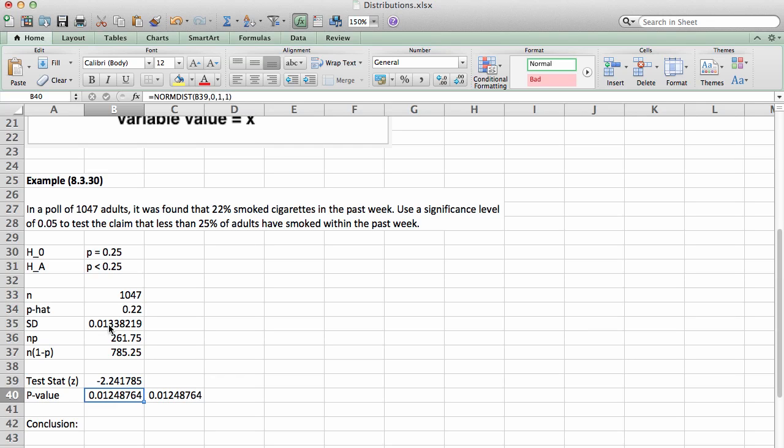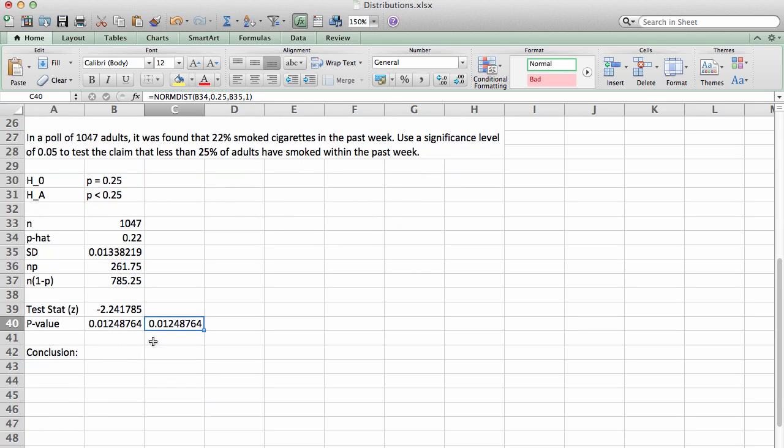And if I push enter, I should get exactly the same p-value that I got before. The first one I computed using mean of 0, standard deviation of 1 was doing the computation in the land of z-scores. The second one I computed using the mean of 0.25 and standard deviation of 0.13 was doing the computation in the land of sampling proportions in this example. Either way, I get the same p-value, as we should. So now I'm ready to state our conclusions.